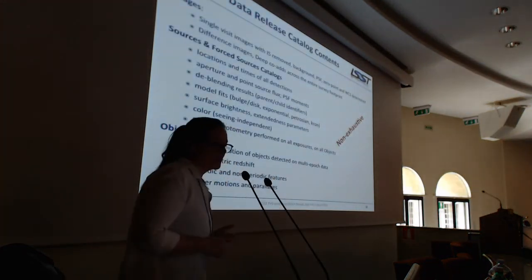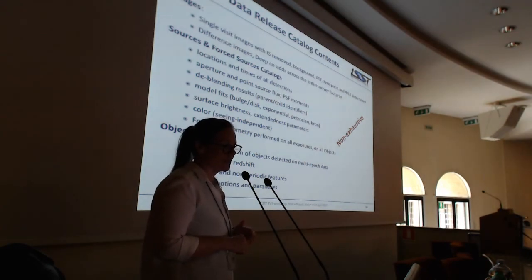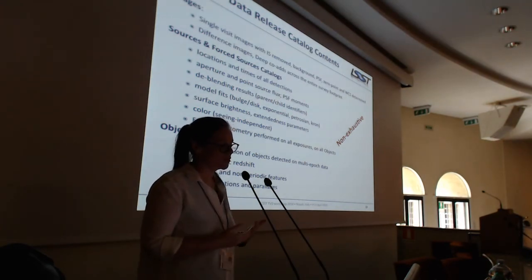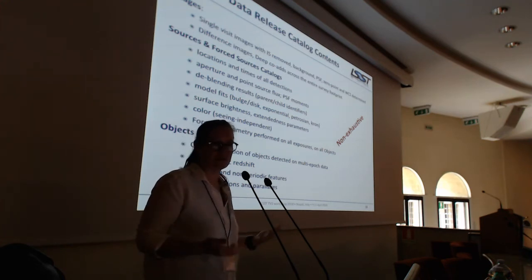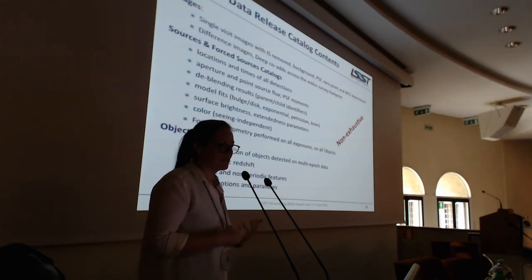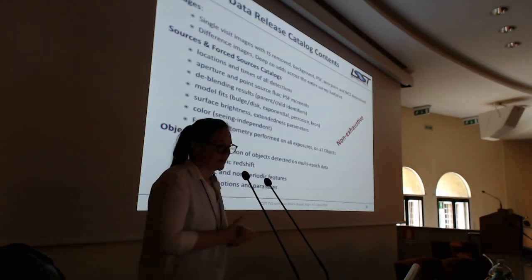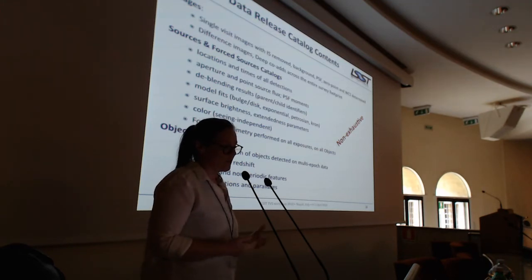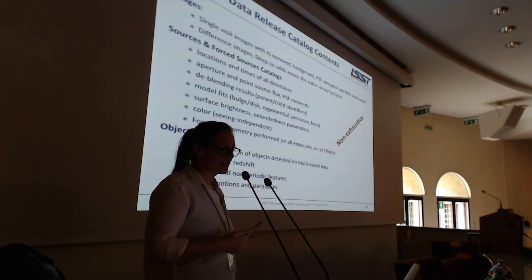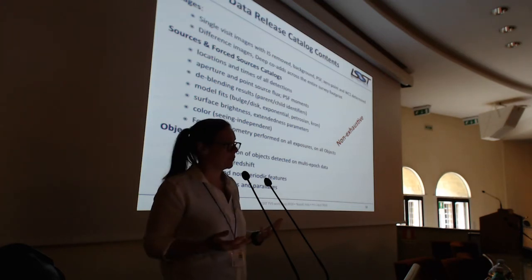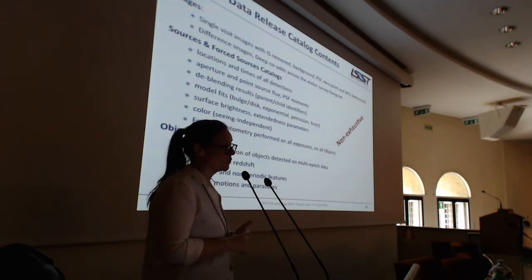So what's in the data release catalog content? There are images: single visit images with the instrument signature removed, background, PSF, zero point, etc. determined. Difference images, deep coadds across the entire survey. In addition to images, there will be source and forced source catalogs, which give the location and times of detections, information on deblending, model fits, seeing-independent color, and forced photometry on all exposures. This is again a non-exhaustive list.